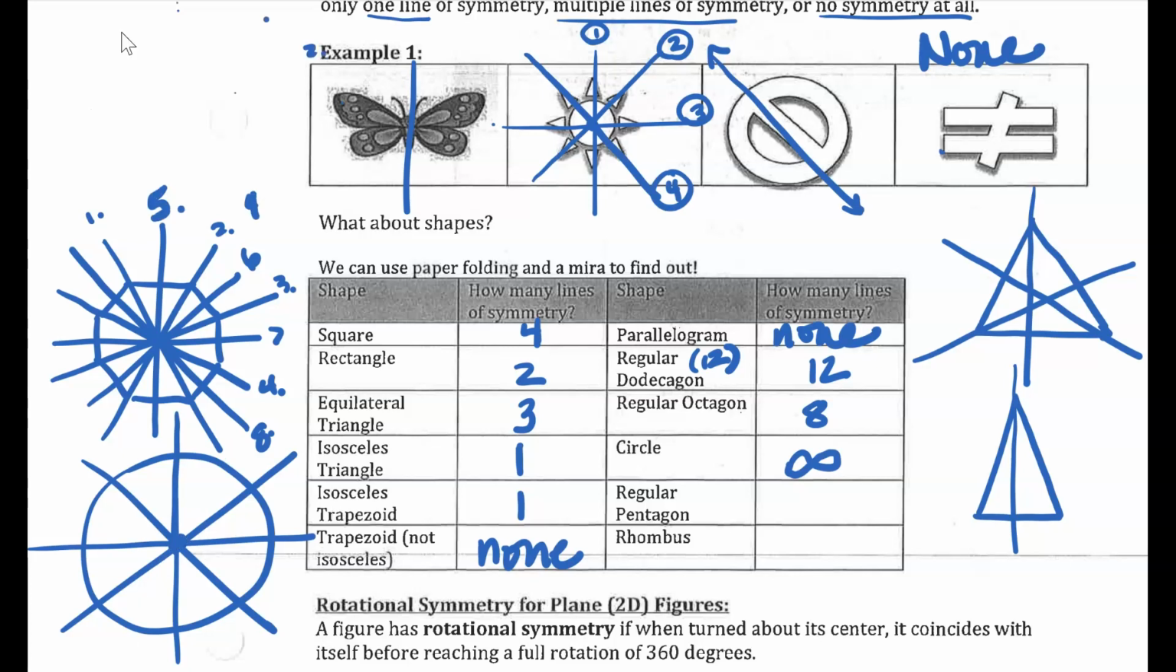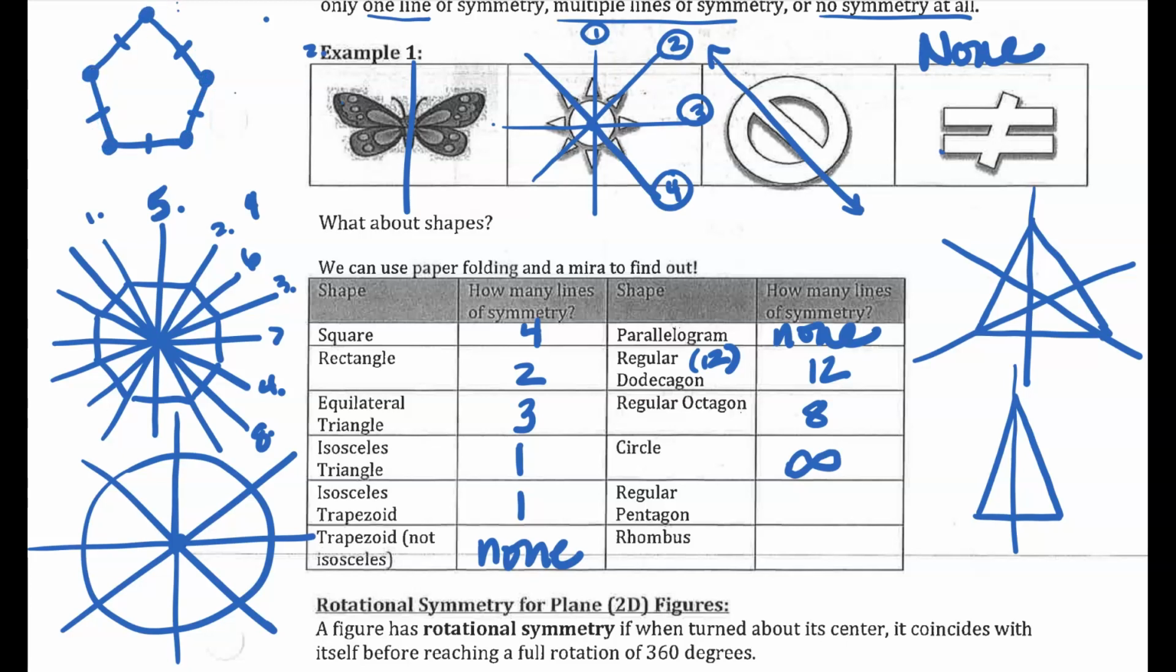So for the regular pentagon, I'm just going to sketch that real quick. So it's a 5-sided figure. And regular means that the sides are all congruent. So imagine these are all the same length. And there's 5 vertices, 1, 2, 3, 4, 5.